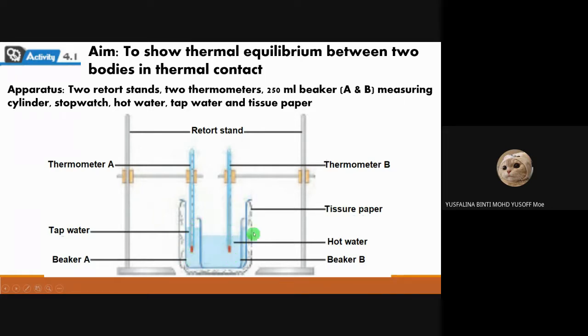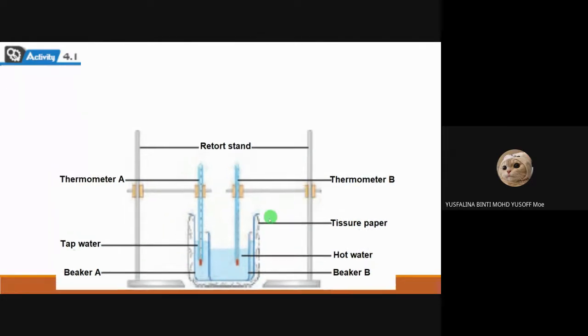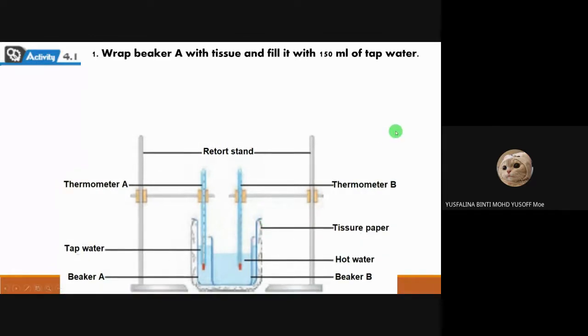And then you put the tissue paper here. So what is the function of the tissue paper here? This one is actually to make sure that there is no heat loss to the surrounding. Sometimes you use a felt.